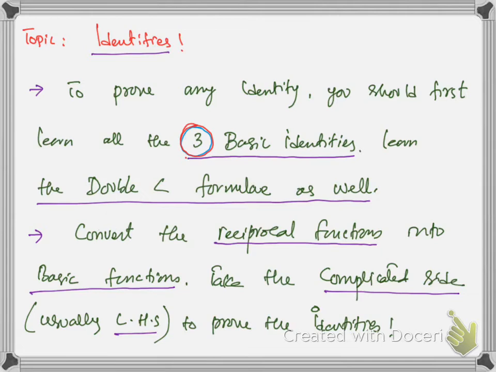Learn the double angle formula as well. This is very important. Unless you learn double angle formula, you won't be able to prove the identities. Convert the reciprocal functions. Reciprocal functions means like cosec, sec and cot into sine and cos, and sometimes in tan as well. Take the complicated side. Usually left hand side is the complicated side, so always take the complicated side while proving the identities.